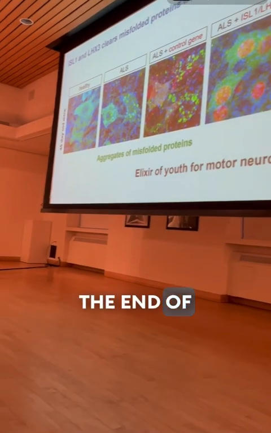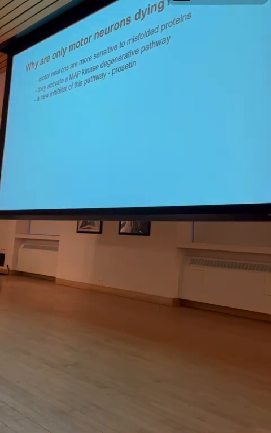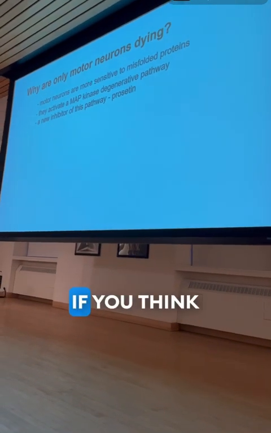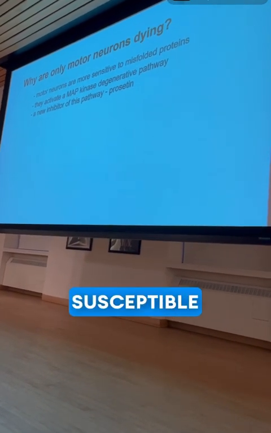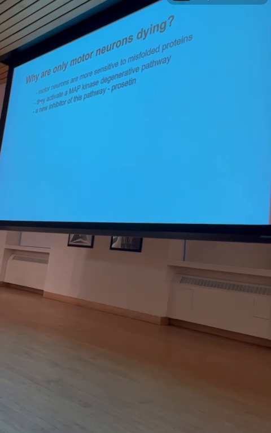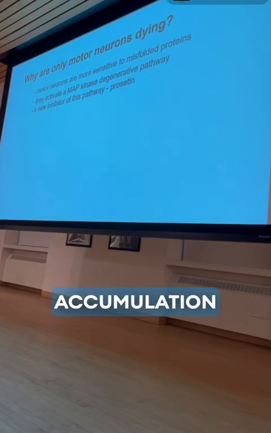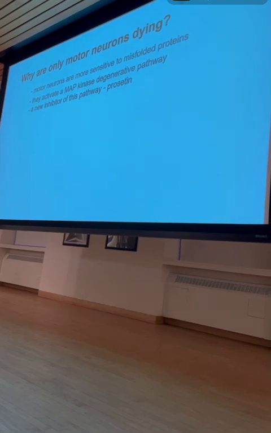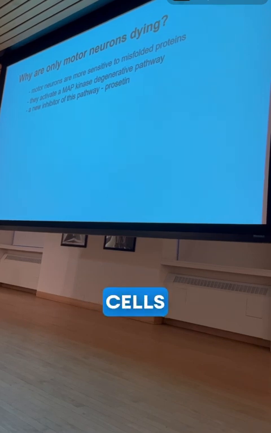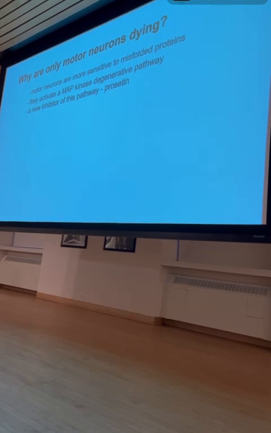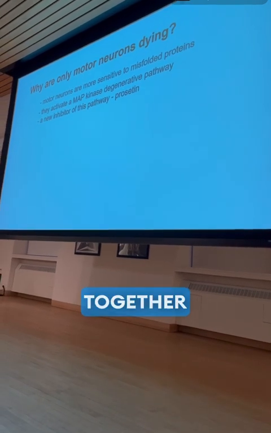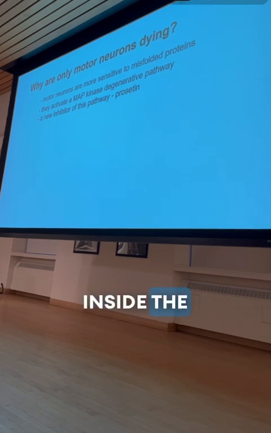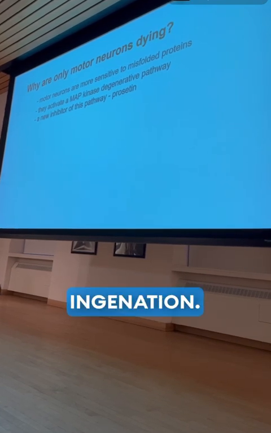So this brings me to the end of my presentation, and I hope that you will be able to take away a few messages. If you think about why motor neurons are susceptible to the disease, and not other types of neurons, it might be because motor neurons are more sensitive to accumulation of misfolded proteins, and we identified a pathway called the MAP kinase pathway that these cells activate that leads to their degeneration. And the drug that we developed together with Brent Stockwell inhibits this cascade, this signaling pathway inside the cell, and prevents or stops motor neuron degeneration.